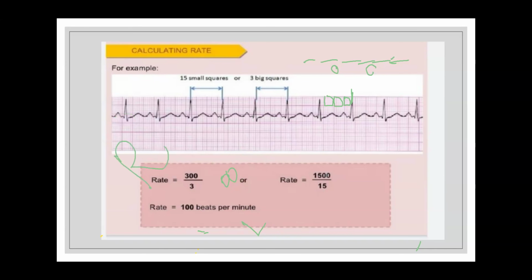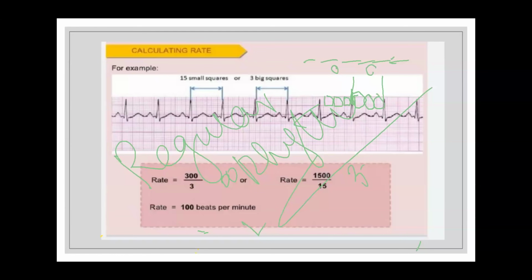Please remember, this rule is for regular rhythm. Okay? Regular rhythm. So what you're going to do, simply, you take 2 R waves and calculate the big boxes: big box 1, 2, and 3. Just write 300 divided by the number of boxes, 3, and the rate is 100.